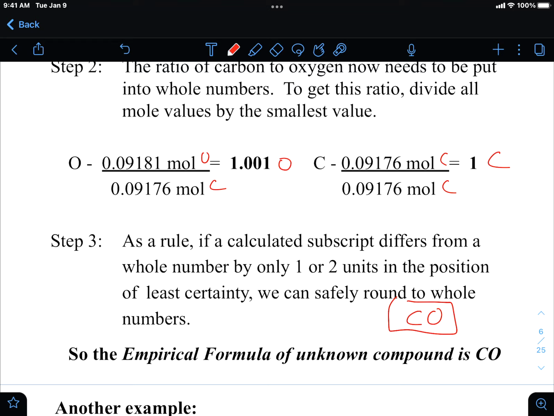So really there's 2 steps. Convert what you have into moles and then divide them to get some kind of ratio or some kind of integer. Like here, the integers we got were 1 and 1, and then we combine them to form a formula. Let's try another one.